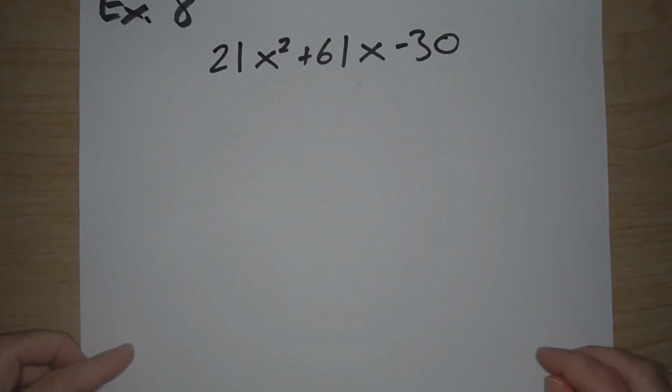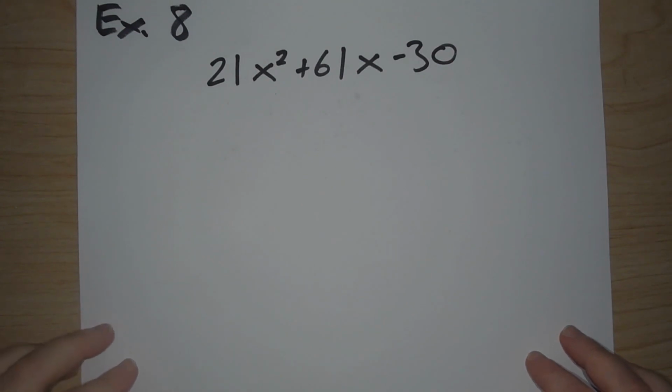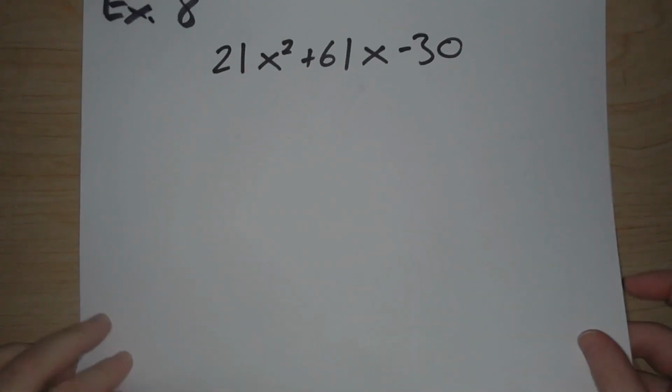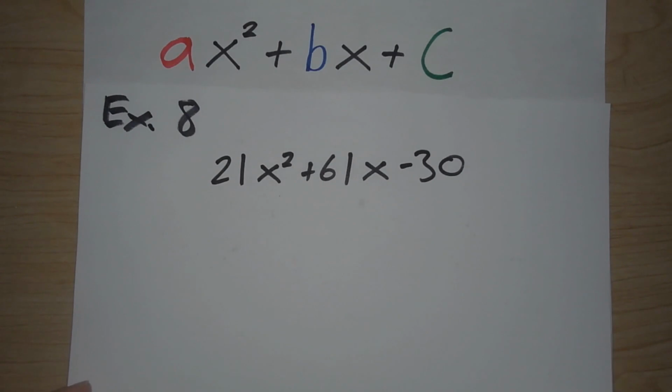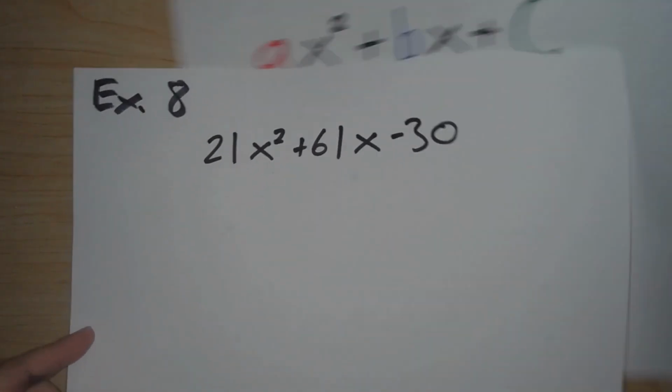This is example 8 from the factoring lab. We want to factor the polynomial 21x squared plus 61x minus 30. This is a polynomial of the form ax squared plus bx plus c, where a does not equal 1.